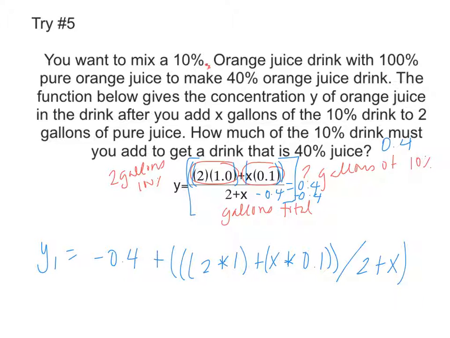Okay, once you type that all in, your x should equal 4, which would mean that you need 4 gallons of 10% juice to get a 40% juice mixture.